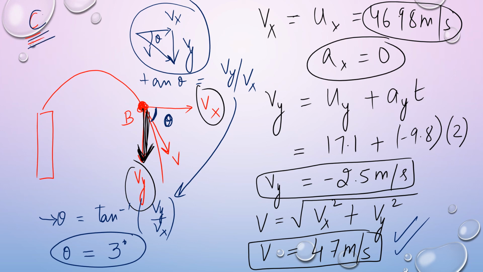So we have done horizontal range, peak height, and the velocity after some time t, which is 2 seconds in this case.